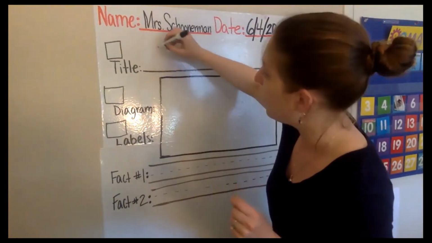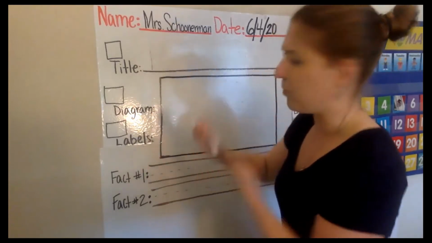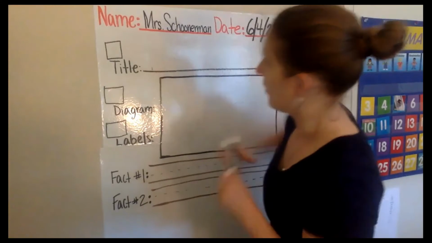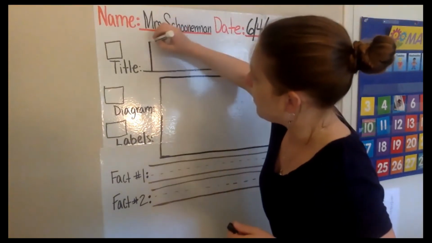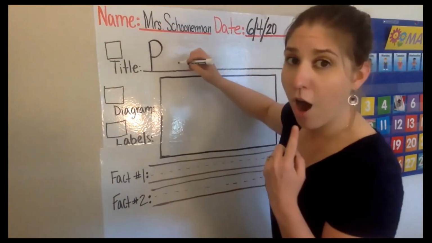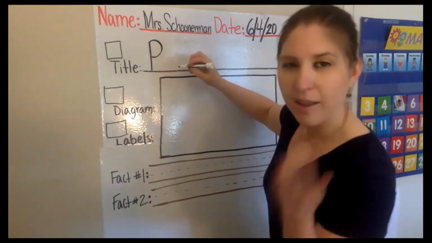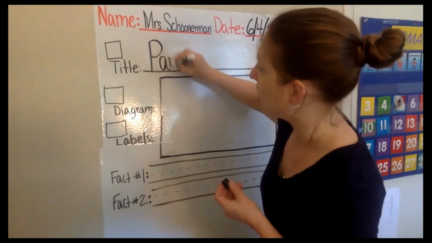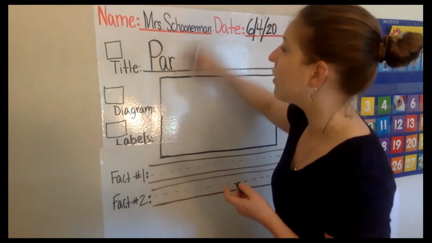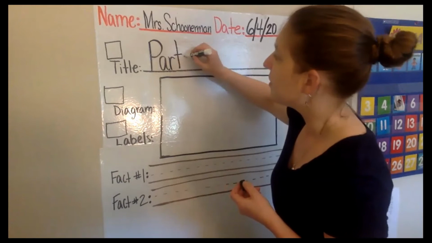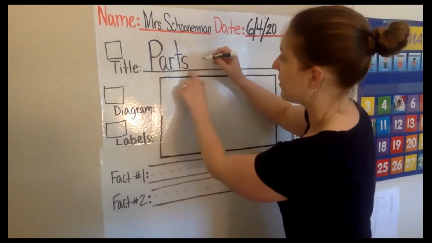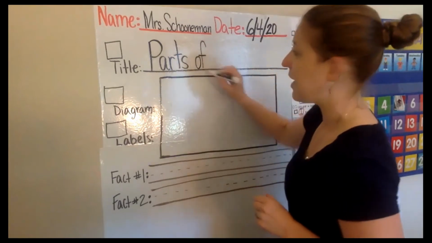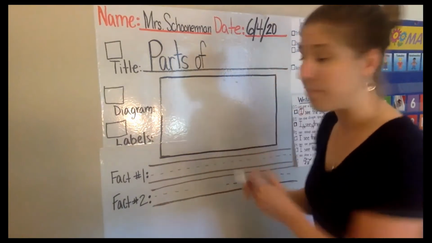Parts. Start with a capital letter P. Okay, here we go. P. R. That sound is an A and an R next to each other. R. Parts. Leave a finger space. Of. That's our sight word. We want to be able to spell that in a snap.